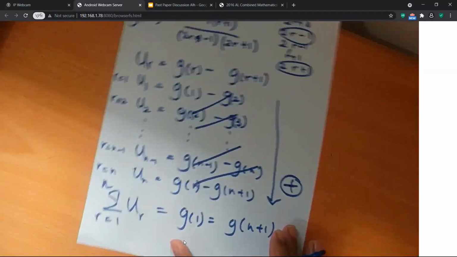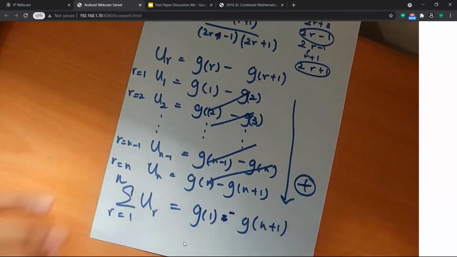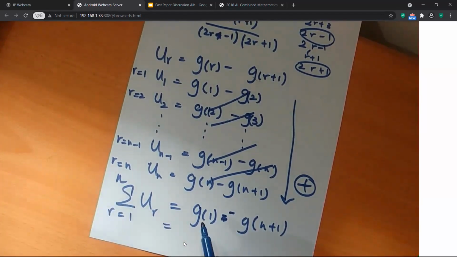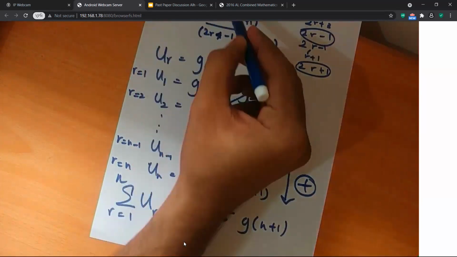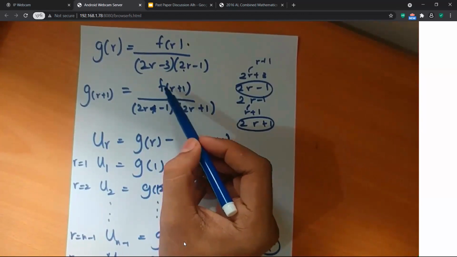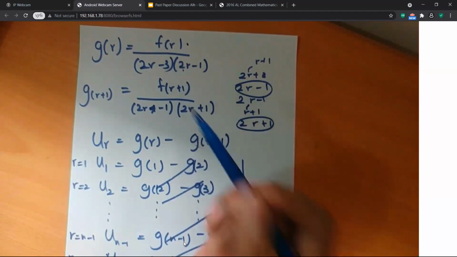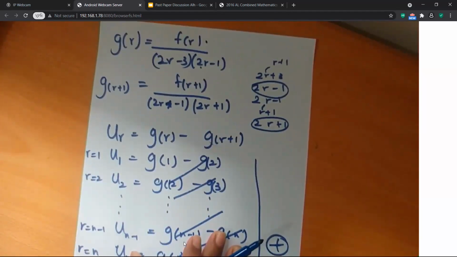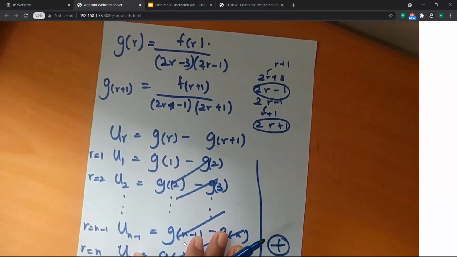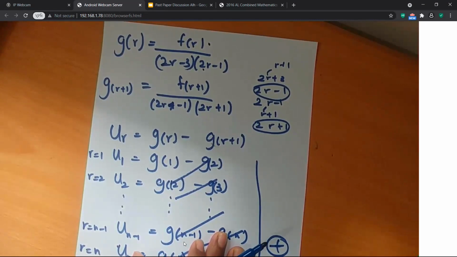Right? So what is g1? What is gr? gr is fr over (2r minus 1) times (2r plus 1). What is fr? fr is equal to r times (2r plus 1). Right? So if we substitute that, we will get the answer.